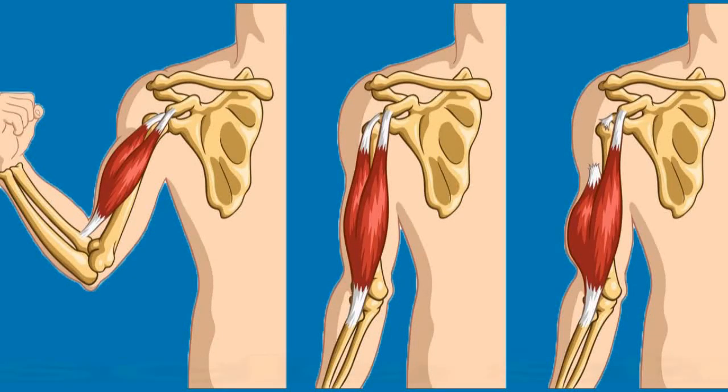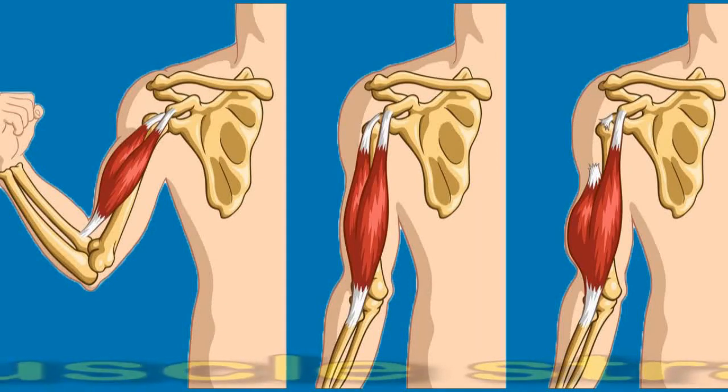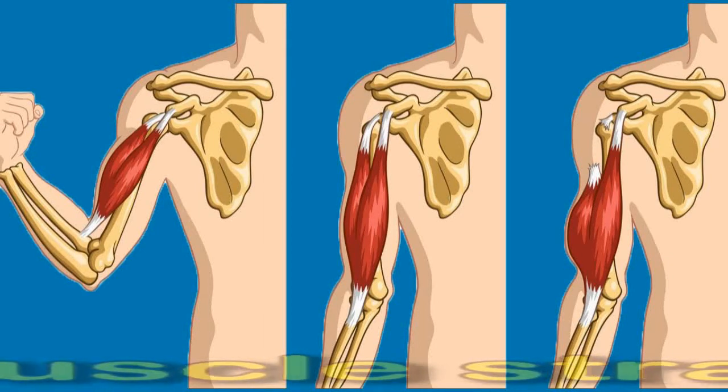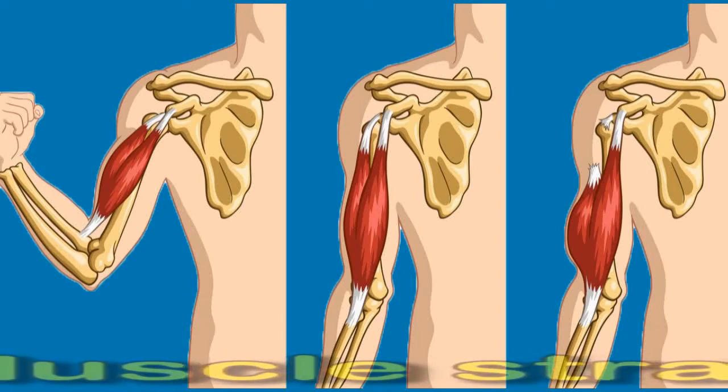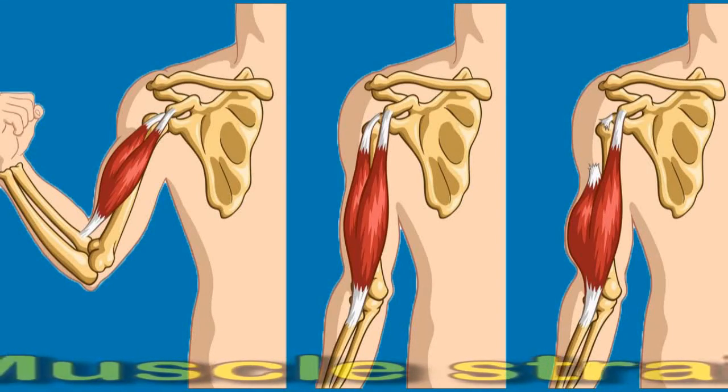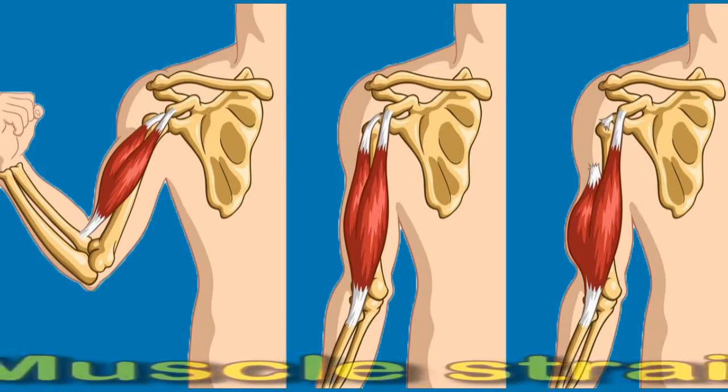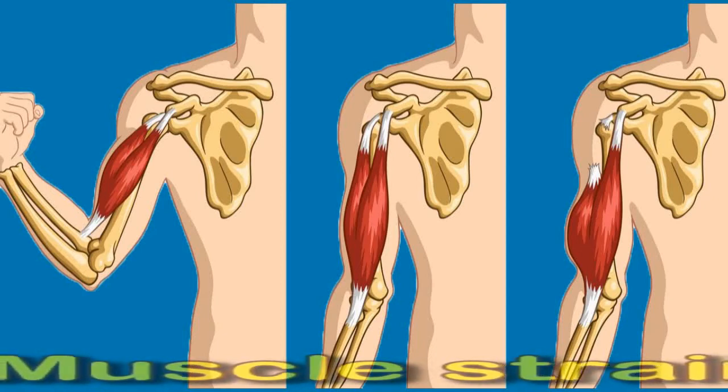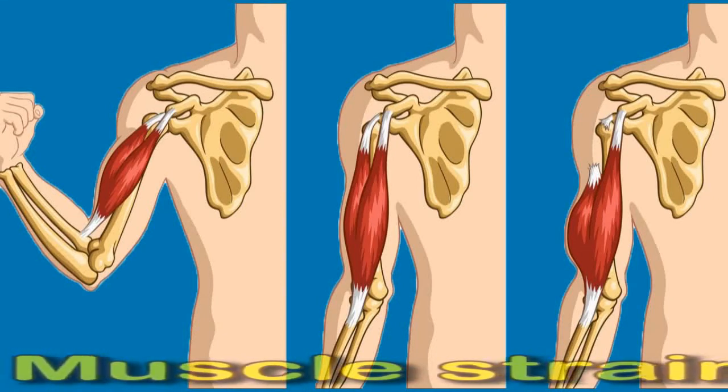Muscle strain. People sometimes refer to muscle strain as a pulled muscle. It happens when a muscle bears too much pressure and the fibers inside it tear. Lifting an object that is too heavy or doing too many repetitions of an exercise, for example, can lead to muscle strain.